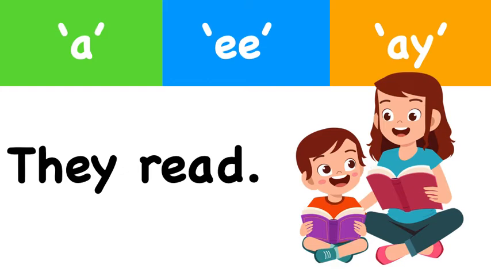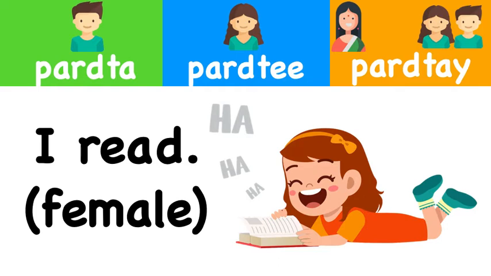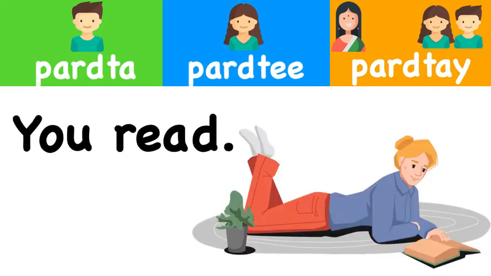some practice problems where we say more conjugation. I read. Would it be parta, parti, or parte? Parta because it's a boy. I read for a female. Parta, parti, or parte? Parti because it's a female. You read. Would it be parta, parti, or parte? Parte because we use that ending for you.